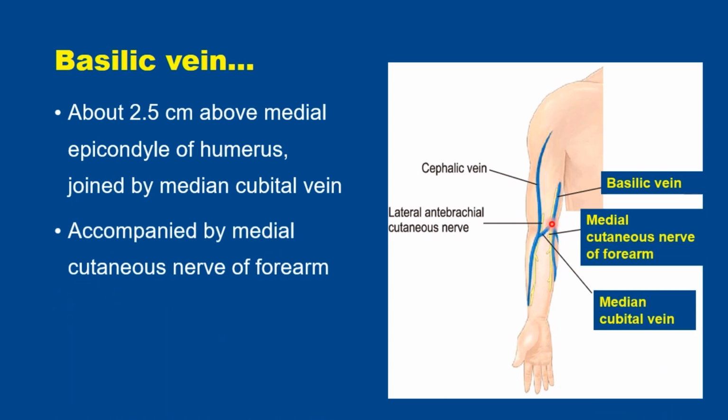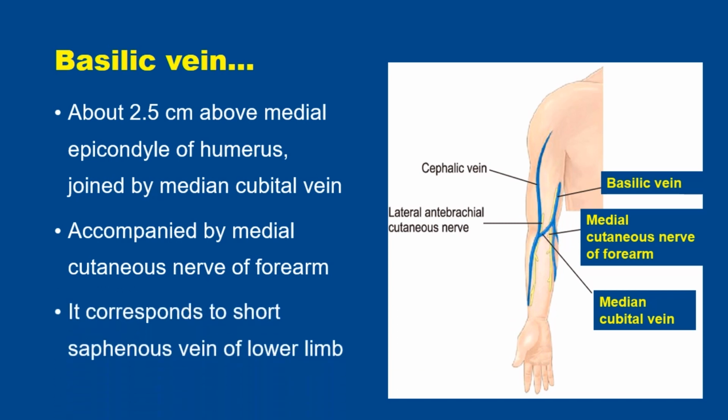Then it is accompanied by the medial cutaneous nerve of the forearm. Here we can see this is the medial cutaneous nerve of the forearm. It corresponds to the short saphenous vein of the lower limb. So this is all about the course of the basilic vein.